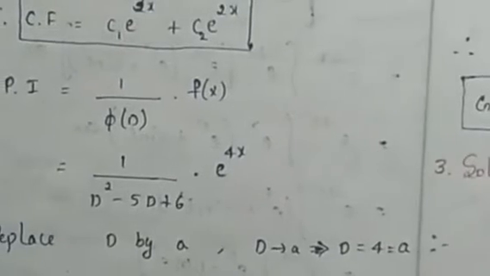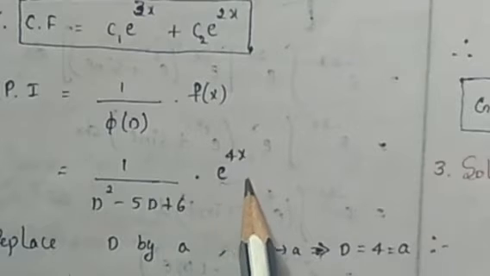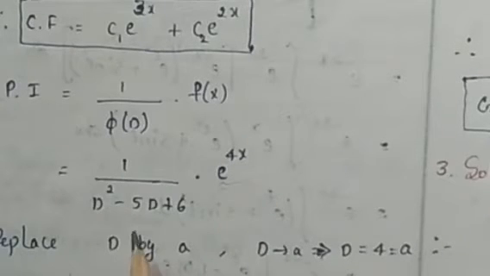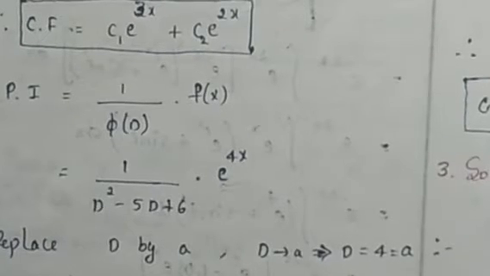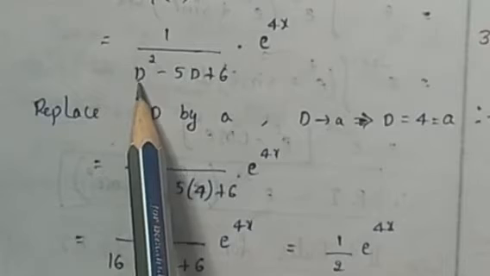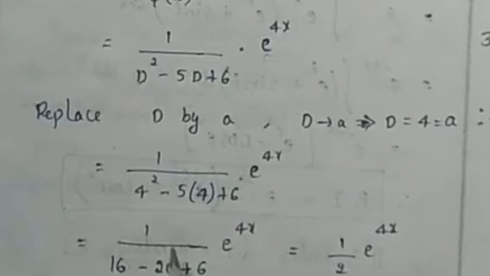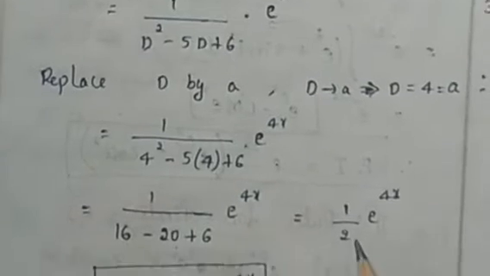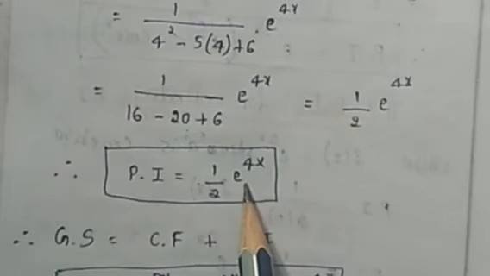Phi of D is D square minus 5D plus 6, into e power 4x, which is f of x. So D is replaced by a. Since it was of the form e power ax, we must write a in place of D. The value of a is equal to 4. So 1 by 4 square minus 5 into 4 plus 6 into e power 4x. Simplifying, 1 by 16 minus 20 plus 6 e power 4x, which is equal to half e power 4x. So the particular integral is half into e power 4x.